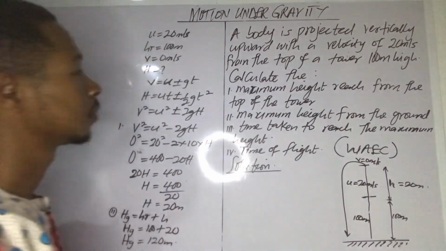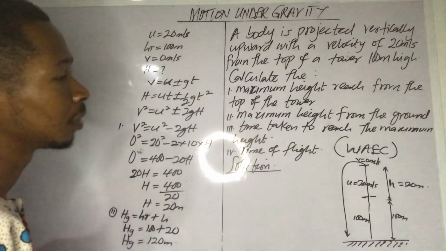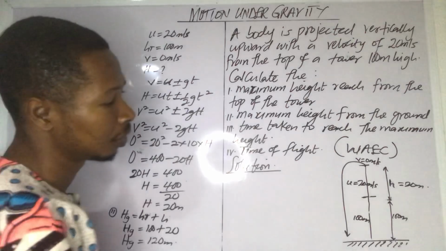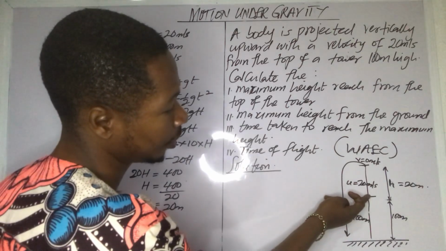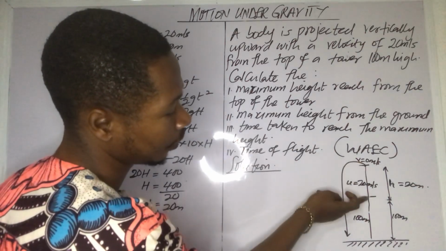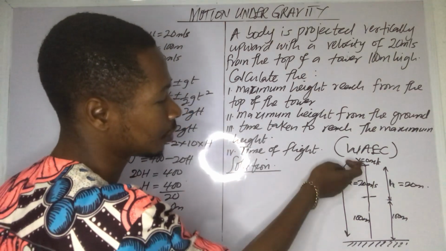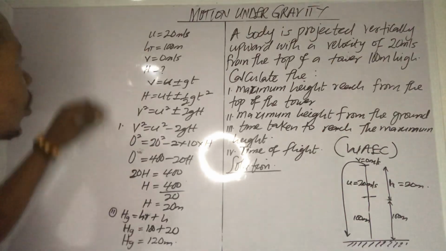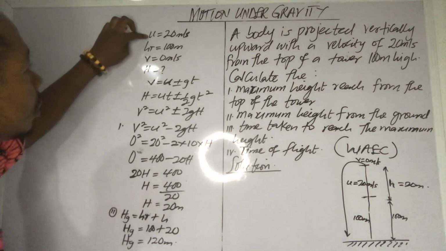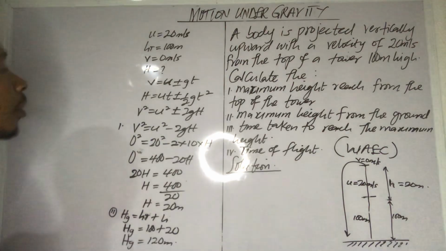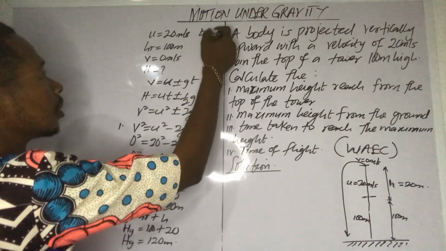Now the next one, they say we should find the time taken to reach the maximum height. That means the time to move from here to this place. How long does it take the object to move from this place to this place? In that case, I have final velocity, initial velocity, and I'm looking for time, t.